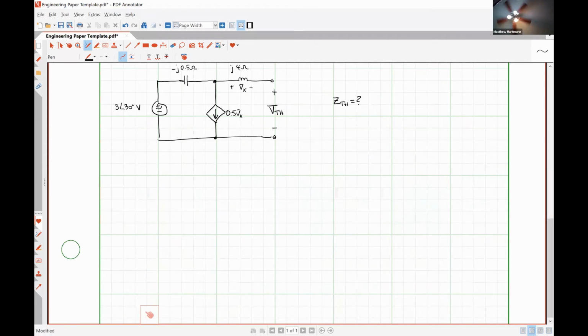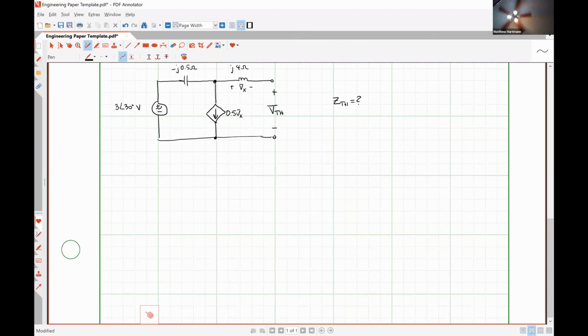All right, so let me ask you gentlemen a question. What is Vx? The voltage drop across impedance. Right, but what is its numerical value? We can determine that just by looking at the circuit. How much current is flowing through the j4 ohm resistor or inductor? None. Oh, none? So what's the voltage drop over the j4 ohm inductor?